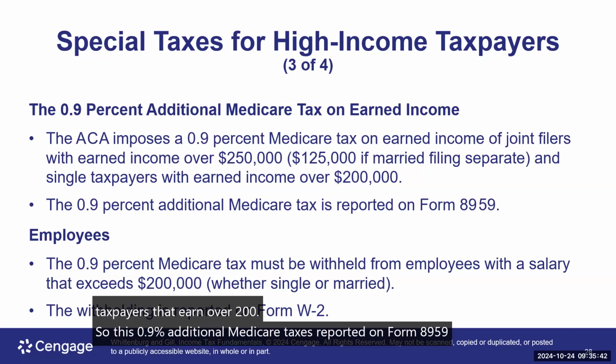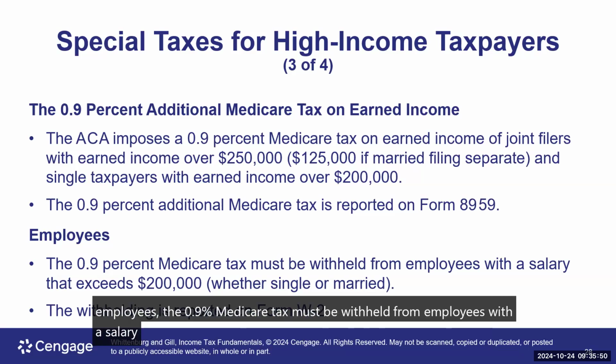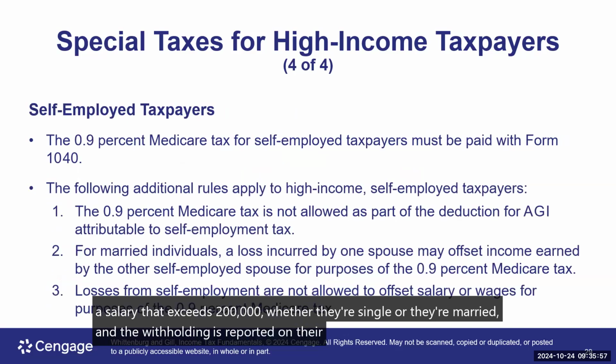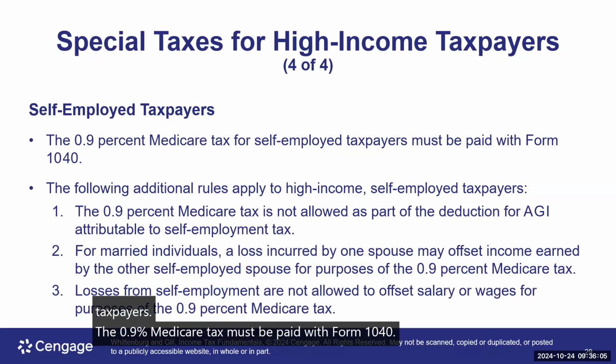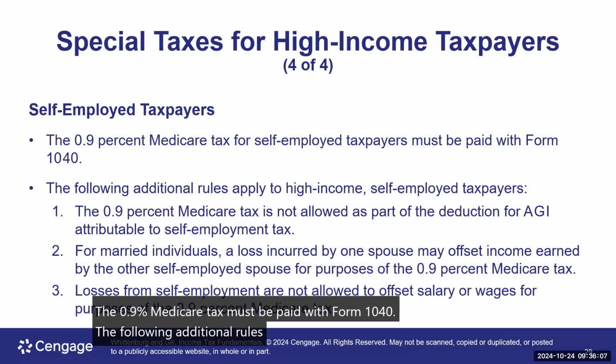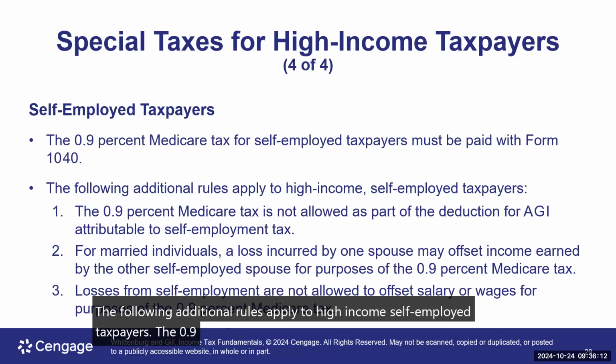So for employees, the 0.9% Medicare tax must be withheld from employees with a salary that exceeds $200,000, whether they're single or they're married. And the withholding is reported on their Form W-2. For self-employed taxpayers, the 0.9% Medicare tax must be paid with Form 1040. The following additional rules apply to high-income self-employed taxpayers. The 0.9% Medicare tax is not allowed as a part of the deduction for AGI that's attributable to self-employment tax.